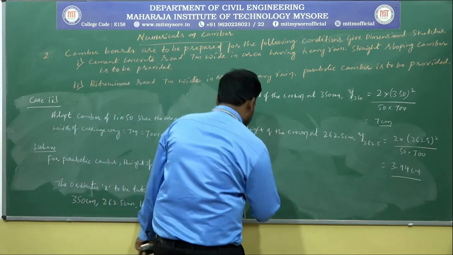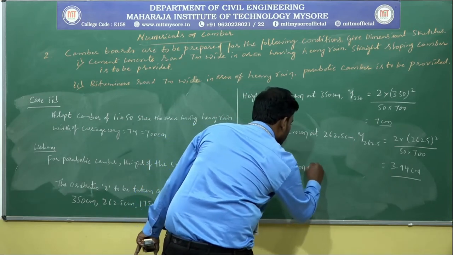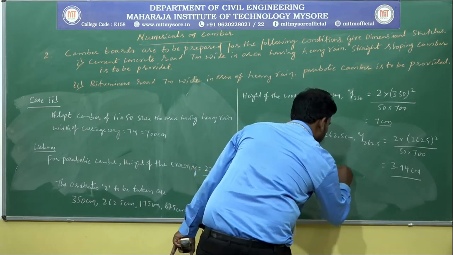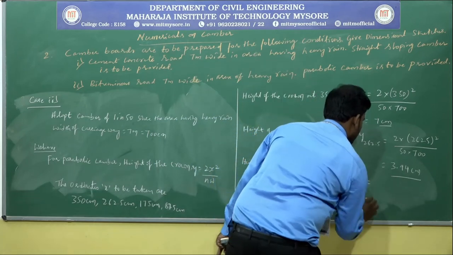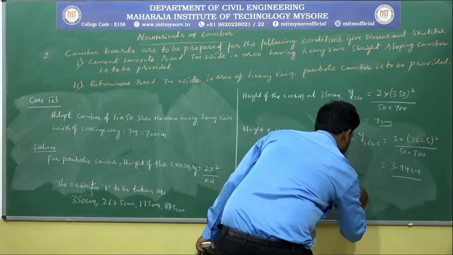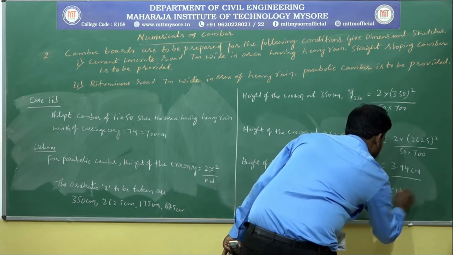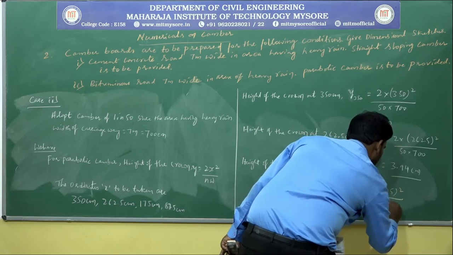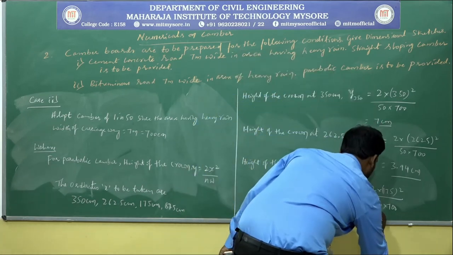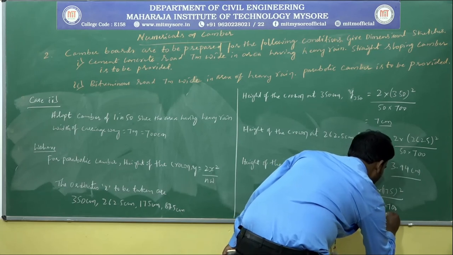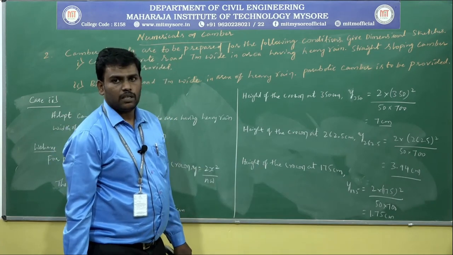Next, height of the crown at 175 centimeter, that is y 175 is equal to 2 into 175 square divided by 50 into 700. You may get about 1.75 centimeter. Is it clear?